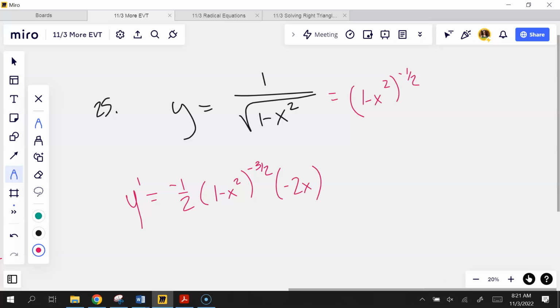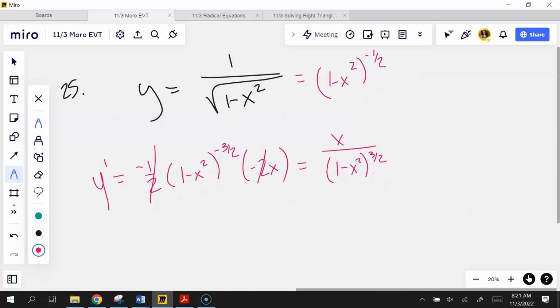Looks very similar to the last one we did. So x over (1 minus x squared) to the 3 over 2, or the square root of 1 minus x squared, cubed, whichever you want to do. All right, set it equal to 0. So I'm looking for critical points here. x equals 0, that goes away. 1 minus x squared equals 0.